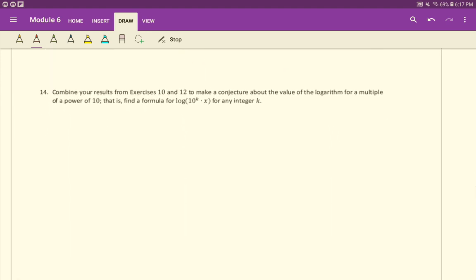Compiling results from exercise 10 and 12 to make a conjecture about the value of the logarithm for a multiple of the power of 10. That is, find a formula for log of 10 to the k times x for any integer k. And it's the same formula we saw earlier. Log of 10 to the k times x will equal k plus log of x. And that's our answer right there.